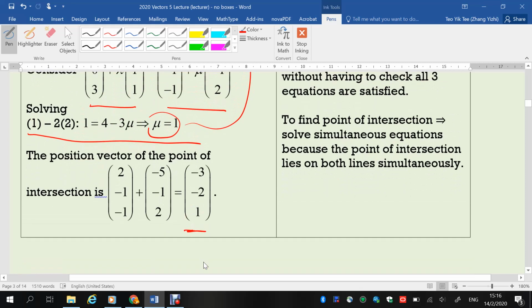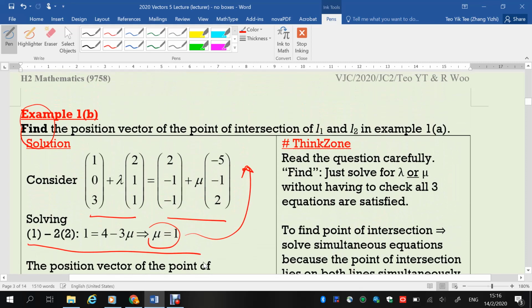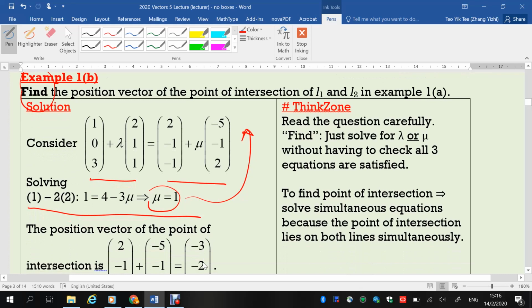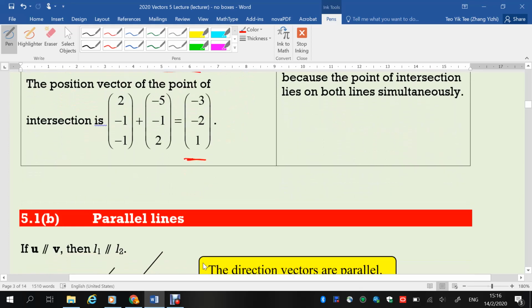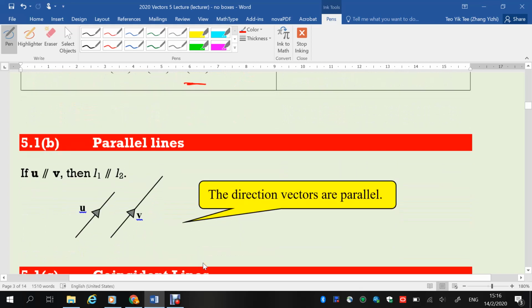Okay, however, I need to warn you, double check your answers. Usually, even if it's a fine question, it doesn't take you very long to actually verify that the mu value or the lambda value satisfy all three equations. Okay, so if two lines were to intersect, they will definitely intersect at a point.